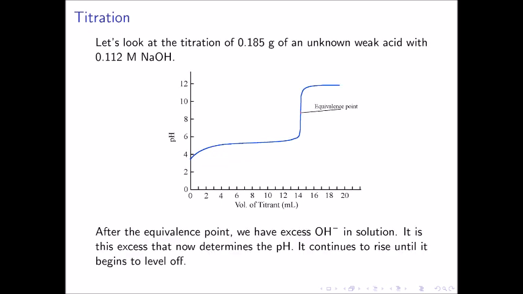After the equivalence point, we have excess hydroxide ion in solution, and this is what now determines the pH. The pH will continue to rise until it begins to level off due to saturation of the hydroxide ion.